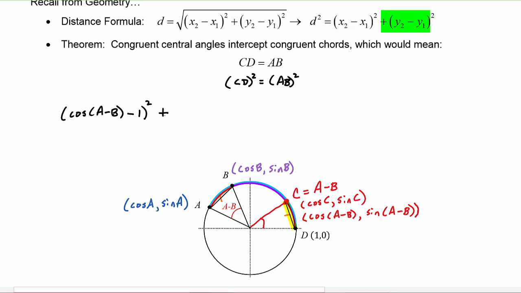Plus, we have to do the y-coordinate at letter C, which would be sine of A minus B. And we have to subtract away the y-coordinate of point D, which is 0. And then we have to square that quantity. So this left-hand side is just the distance formula applied on CD.